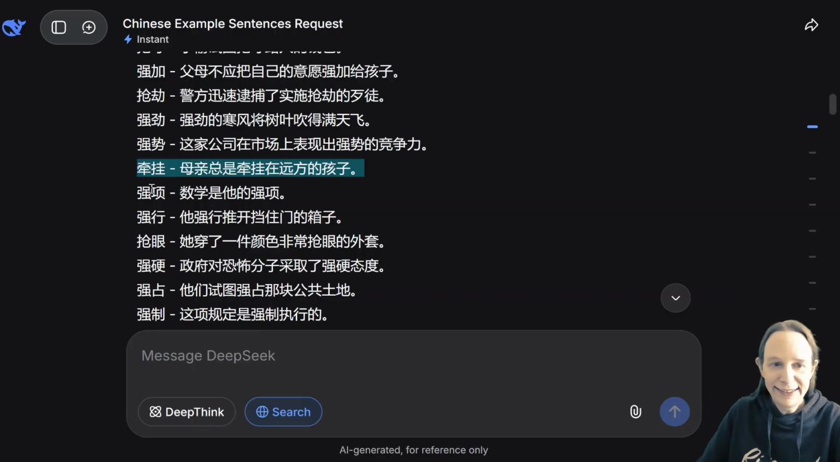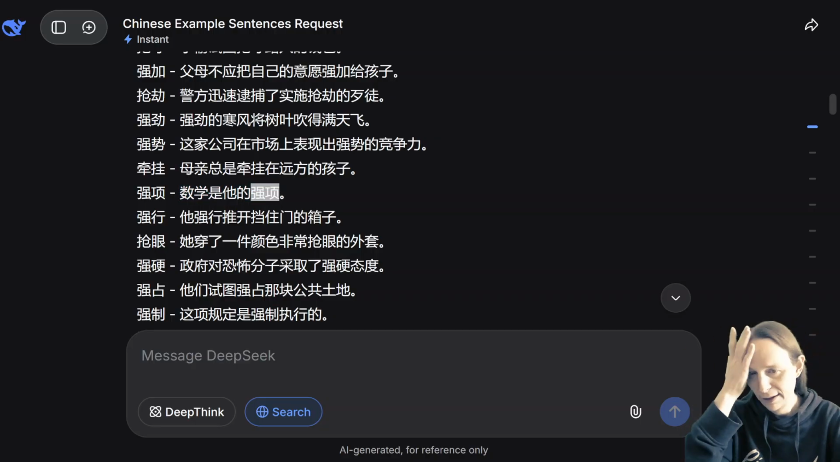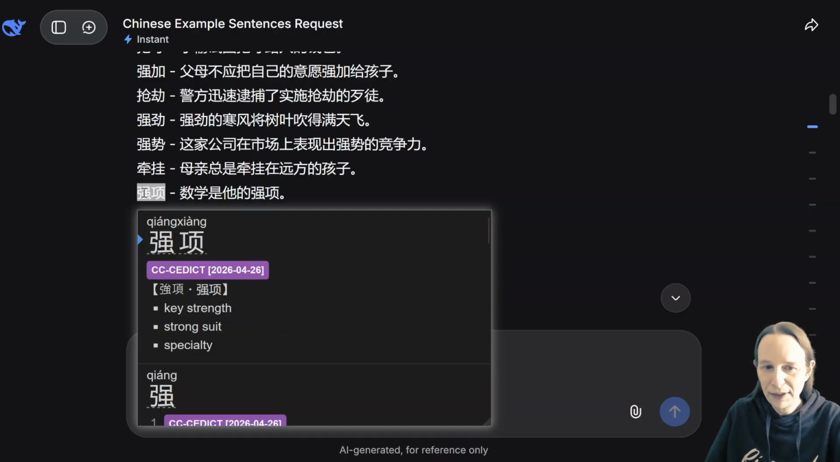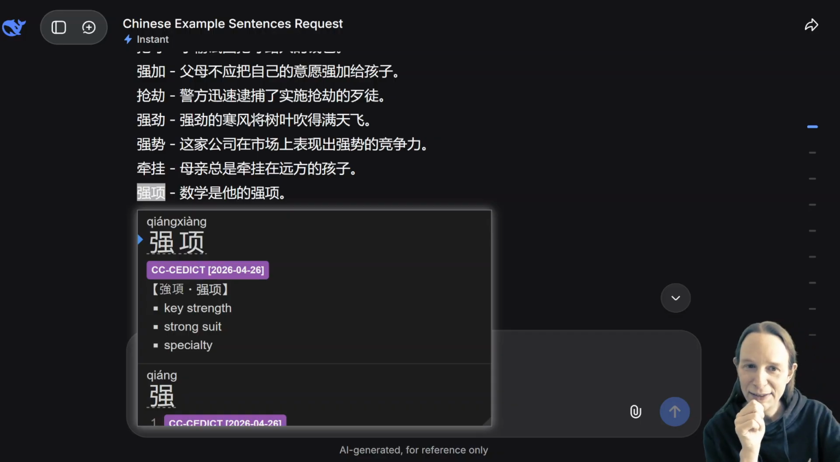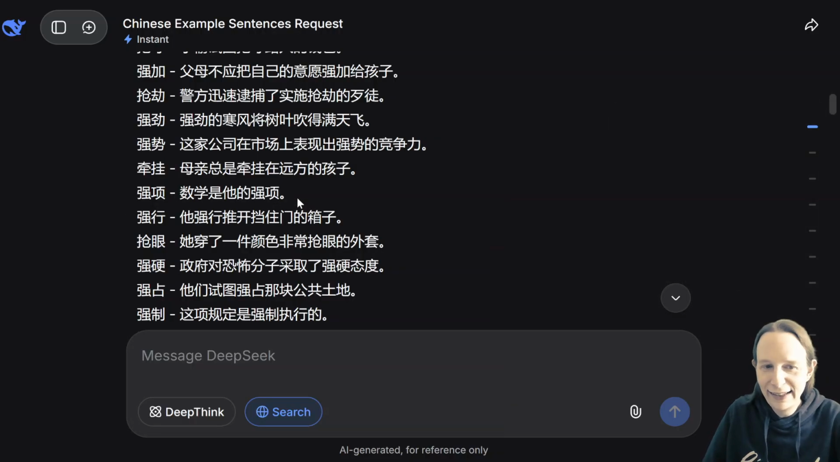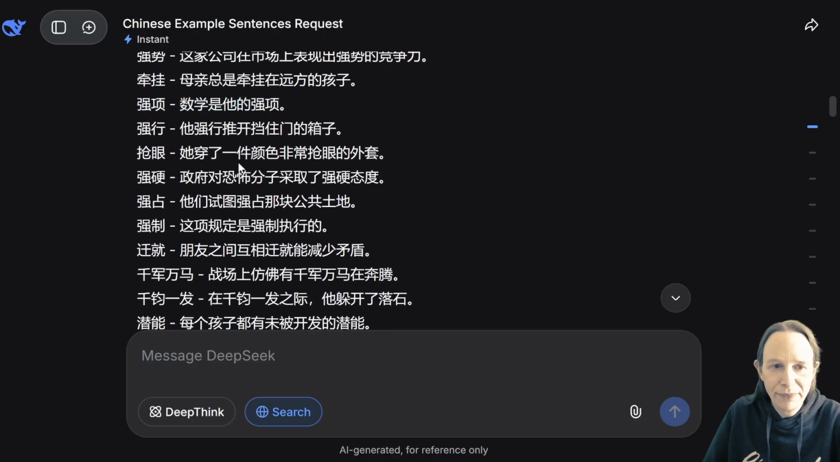All right, 强项. Okay, strong, 项 is an item. 数学是他的强项. We did this one before, didn't we? Maybe we did it when we studied 项 or something like this. I don't know. 强项, it's your strength. So maths is his strength. When did we encounter this? I don't know. 强项. Yeah, I looked it up. There's not much else to say.